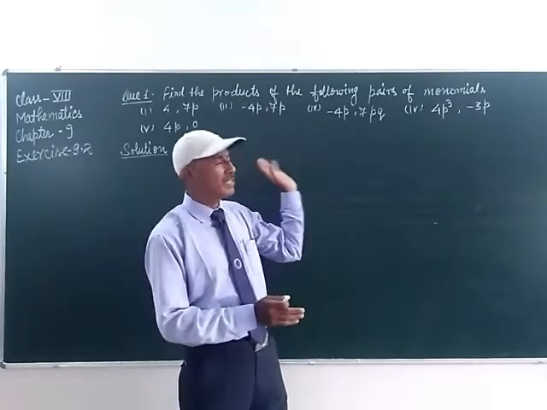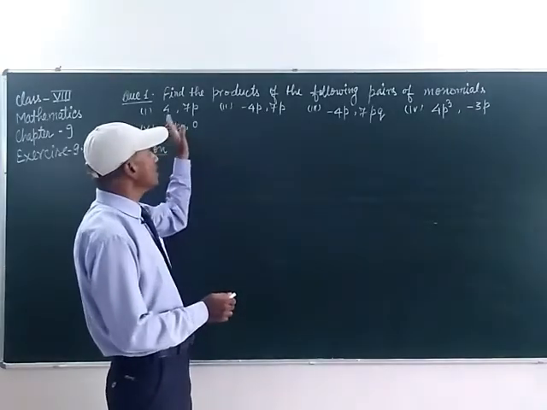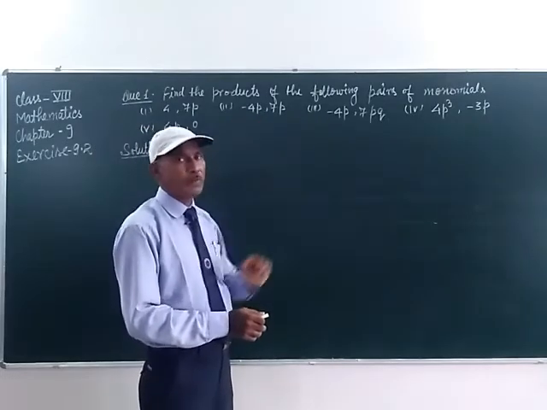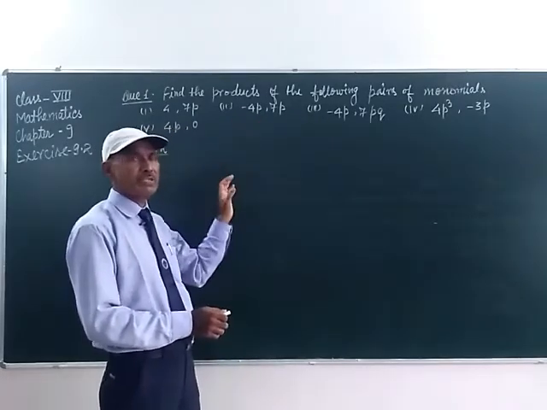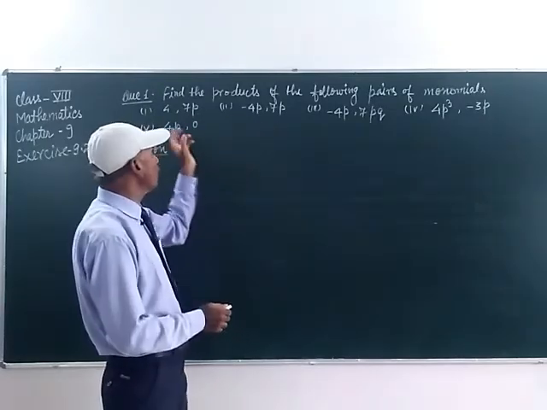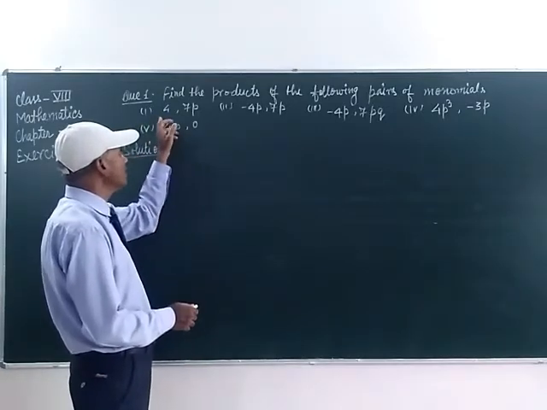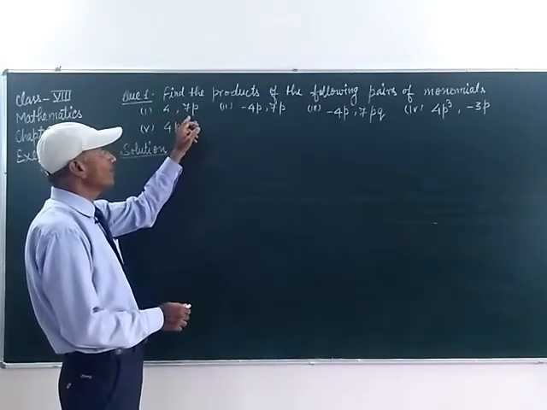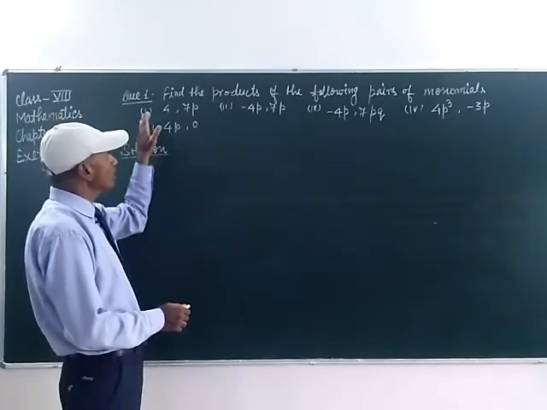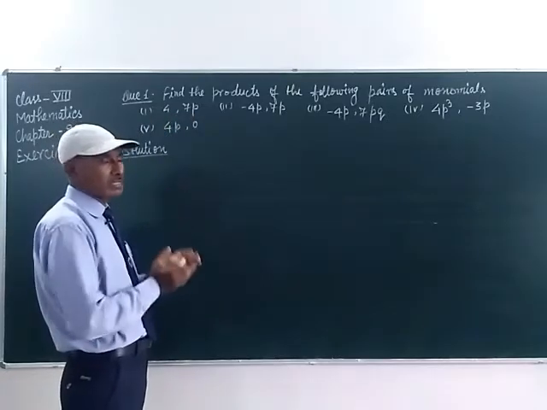So, this is the first question of exercise 9.2, and in this, find the product of the following pairs of monomials. Students, in this question, pairs of monomials are given. We have to find the product of these two. So, first part: the first monomial is 4 and the second monomial is 7p. We have to find the product of these two monomials.